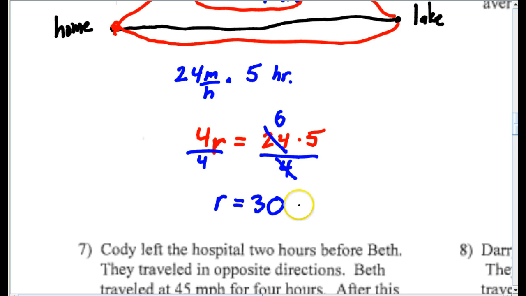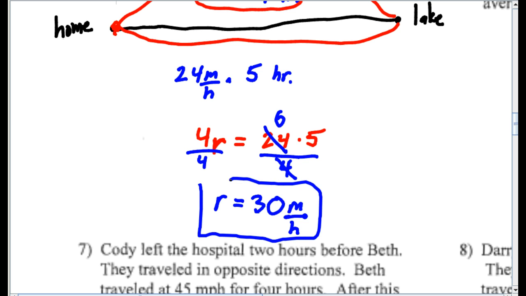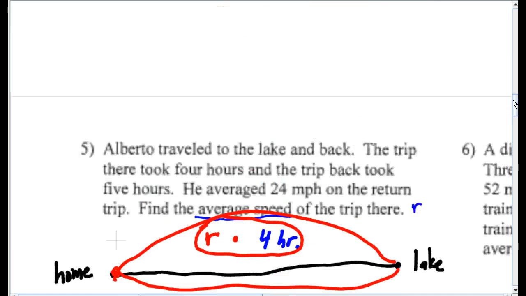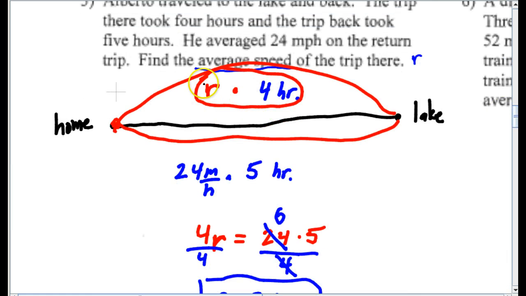What are the units? 30 what? Kilometers per hour, miles per hour. Miles per hour. So I'll make that. And this is how fast we went on the way there. On the way there, yeah. That's where we put our variable. Our variable is on top, r, and that was on the way there, from home to the lake. So, did we answer that question? What was the average speed on the way there? Yes.